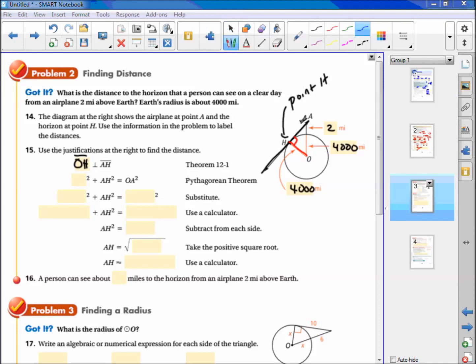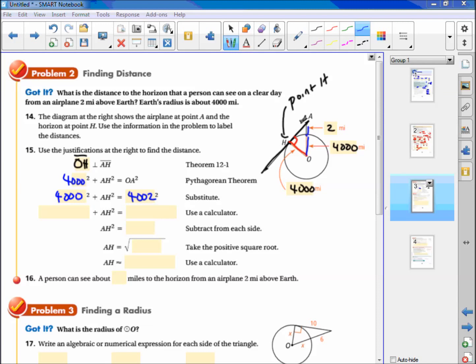So OH squared is going to be 4,000 squared in here, and we could keep 4,000 in this spot. And then OA is going to be 4,002. That's the 4,000 for the radius plus the 2 extra the plane is above the Earth. And then we can use a calculator to help us out here.